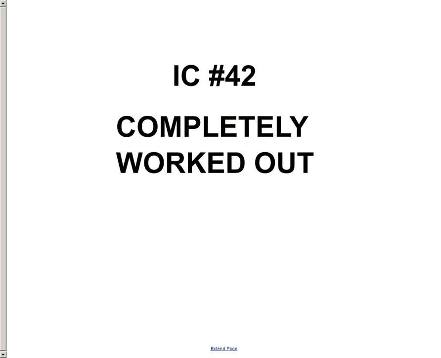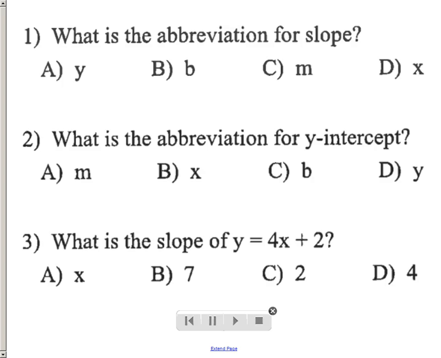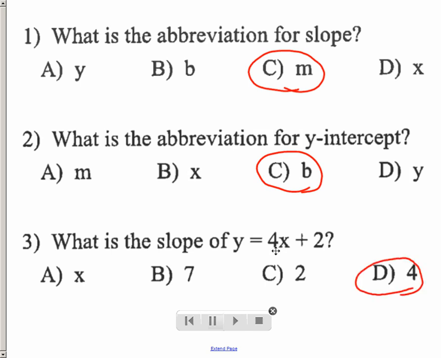So let's take a look at IC number 42. What's the abbreviation for slope? It's an M. Abbreviation for y-intercept is B. And what's the slope of this equation? Well, you look right in front of the x, and so it would be a 4, positive 4.